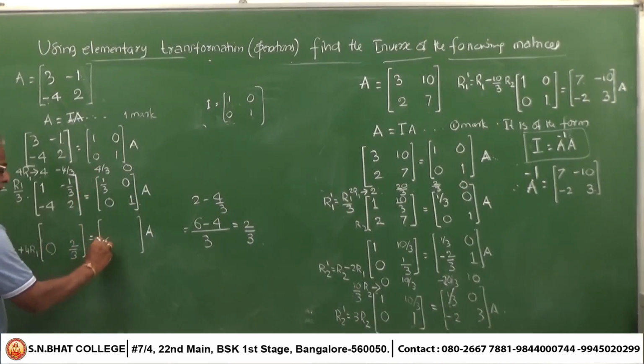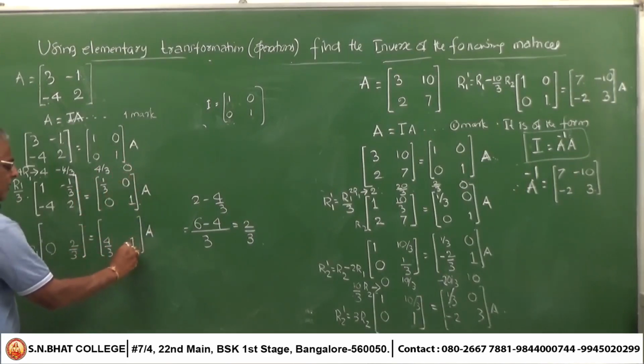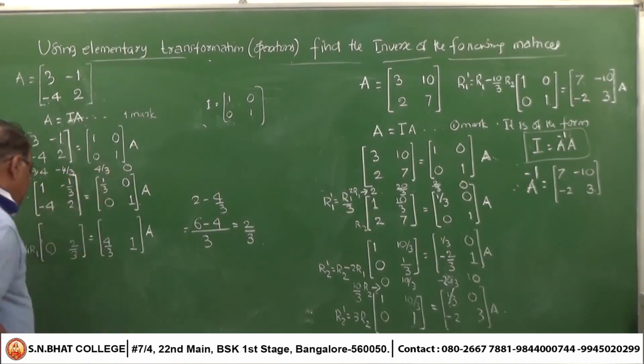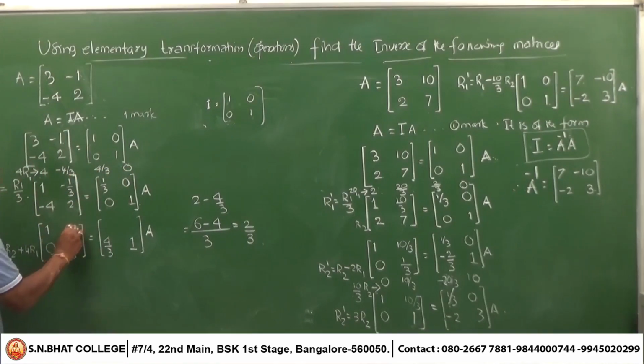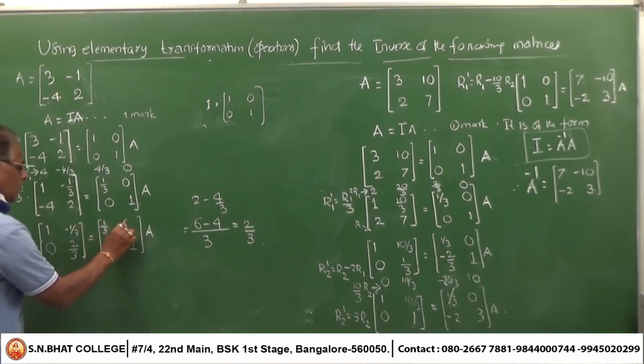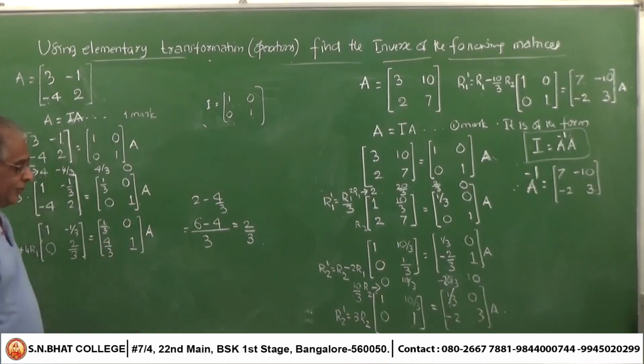Next, 0 plus 4 by 3 is 4 by 3. 1 plus 0 is 1. We are adding R2 and 4R1. 4R1 is this one, R2 is this one. We are adding these two. Write first row as it is. We have not touched it. Write first row as it is.